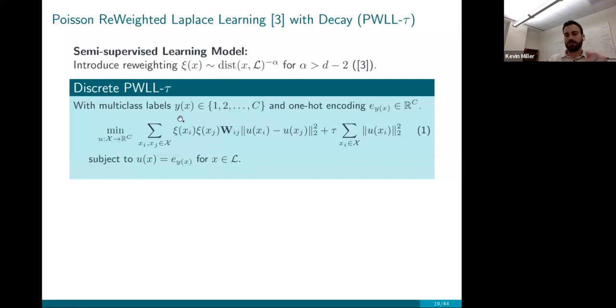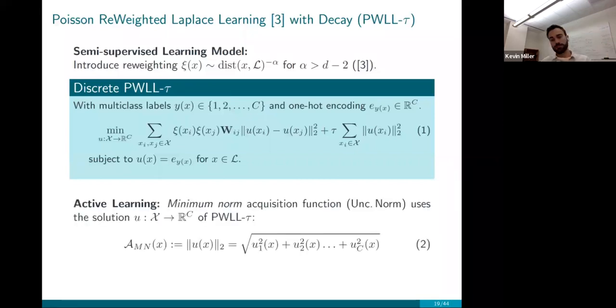But so we've got this adapted, this reweighted graph Dirichlet energy term. And then here on the right, I have what I'll call a tau decay term. This is for a constant tau that's positive. This is actually going to encourage the solutions, these node function solutions, to decay as we go away from currently labeled points. So this is going to help us to control exploration versus exploitation with the following acquisition function.